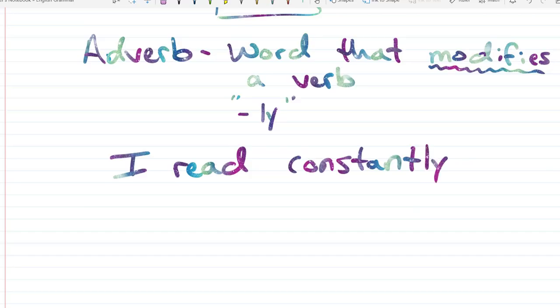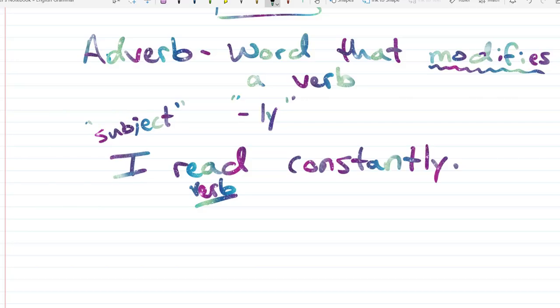That's a mistake. There. I read constantly, right? Well, who's your subject? I is your subject, so here we have our subject. And what is the subject doing? What action is the subject doing? To read. So we have our verb here, right? And then we have this, and what is this modifying, right? What is constantly here telling us?